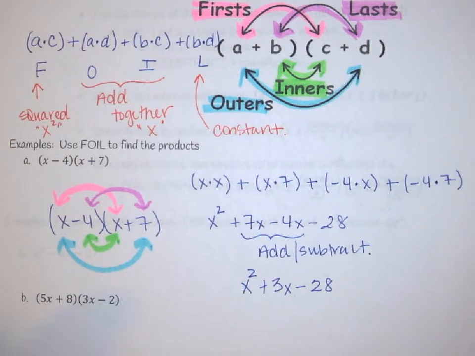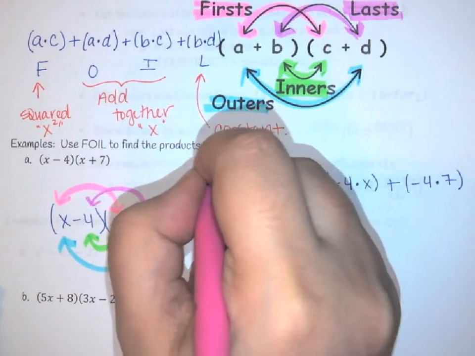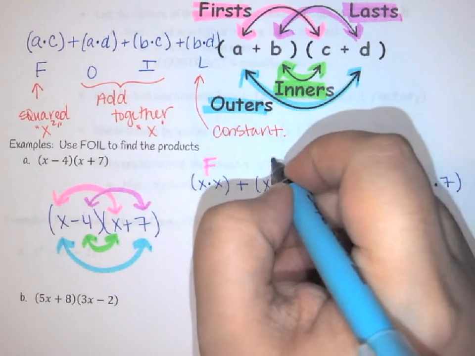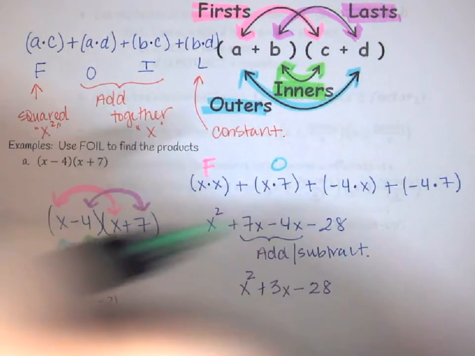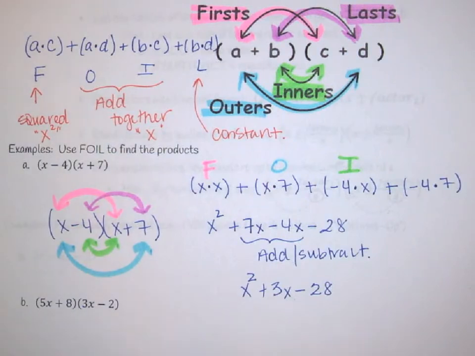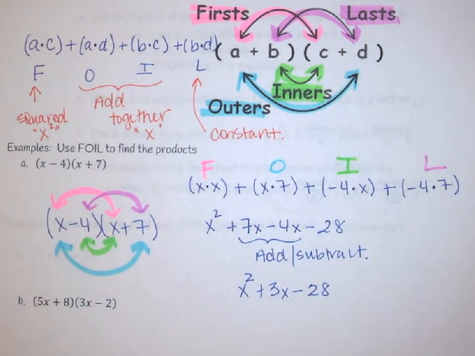So if you pay attention, or if you look, we have first, outer, inner, last, i.e. FOIL, which is where it gets its name. Okay?